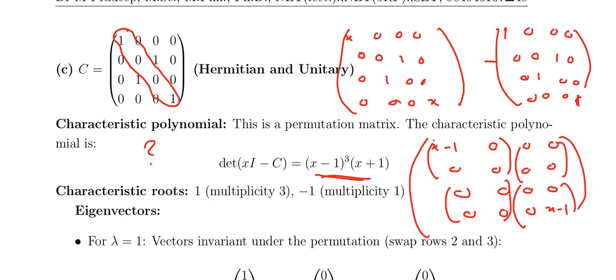Check one more. So this also needs to be checked. But (x minus 1) whole square will be (x minus 1) whole cube into (x plus 1). How to get it?